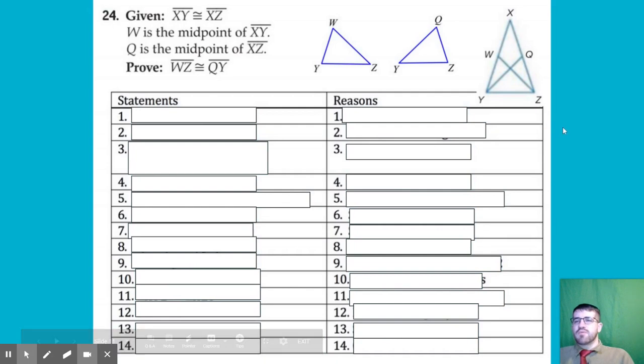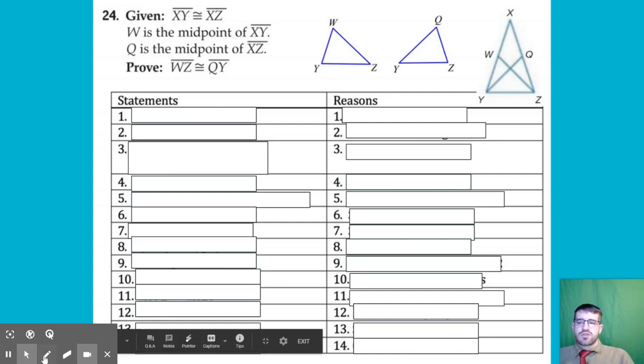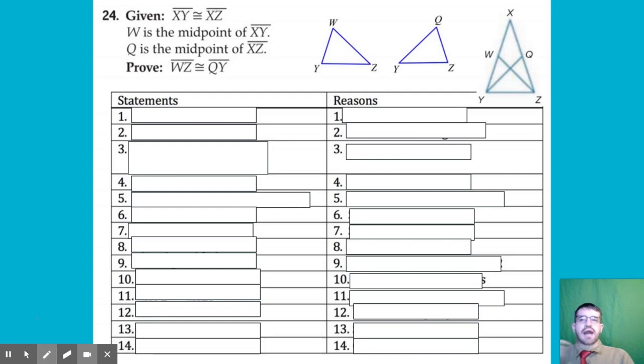Okay, for our last problem, we're given a proof. We're given that XY is congruent to XZ, that W is the midpoint of XY, Q is the midpoint of XZ, and we want to prove that WZ is congruent to QY. So the first thing you want to do is try to determine how you're going to prove what you want to prove. So we're looking at this segment here and this segment right here. We want to prove that these two segments are congruent.